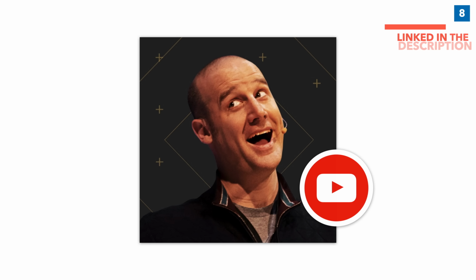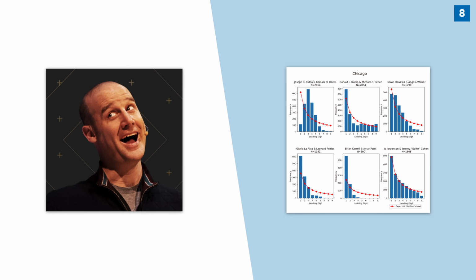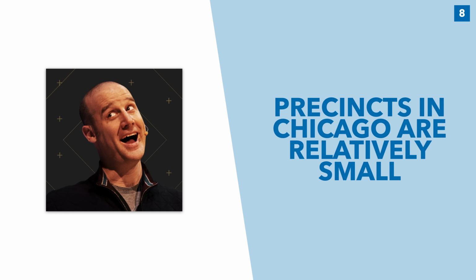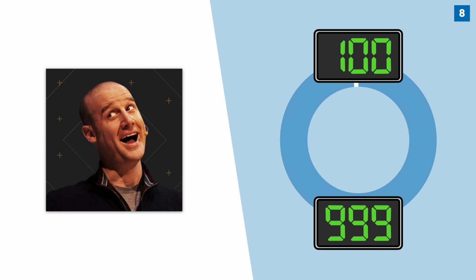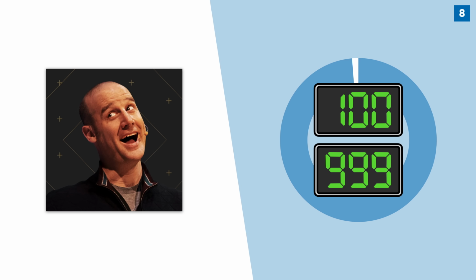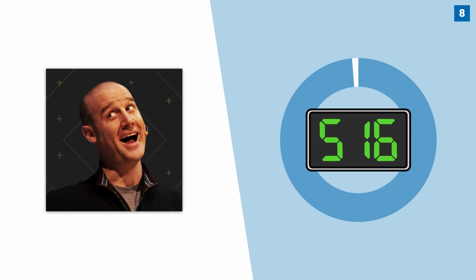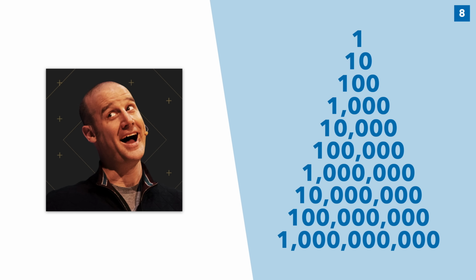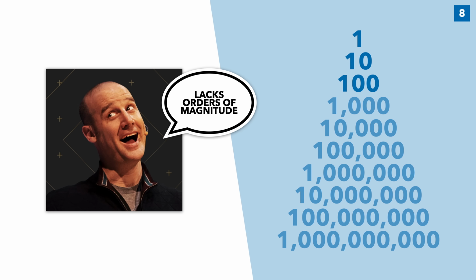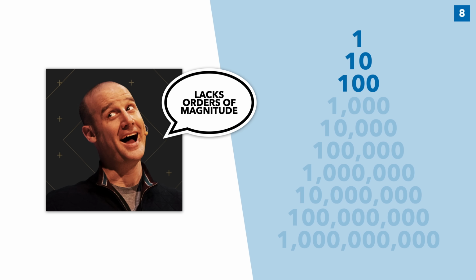Secondly, Matt from YouTube's Stand Up Maths analysed the data used by this person for the Chicago results. He found that in the city of Chicago, like in many cities, precincts are relatively small, and 98.7% of the precincts in the city reported vote totals of between 100 and 999, with the average being 516. There's a clear lack of order of magnitude here, as we're only looking at 3-digit totals.